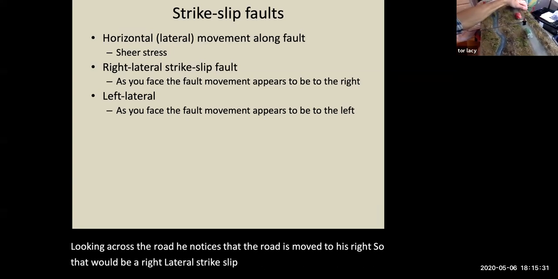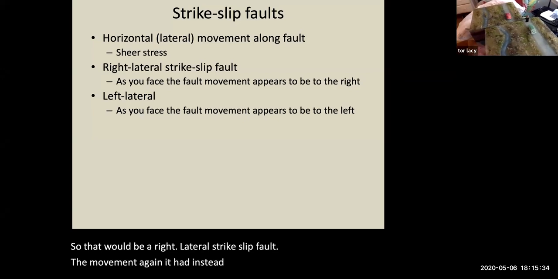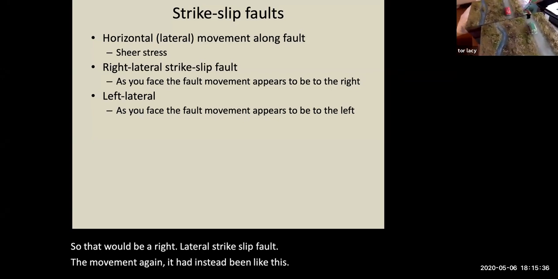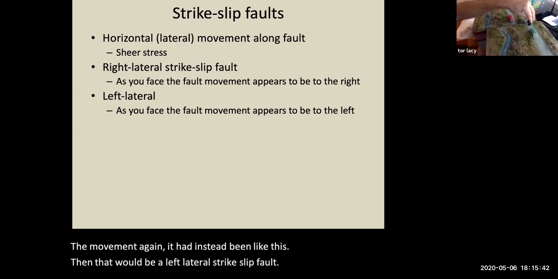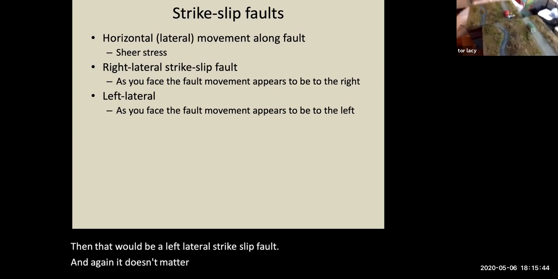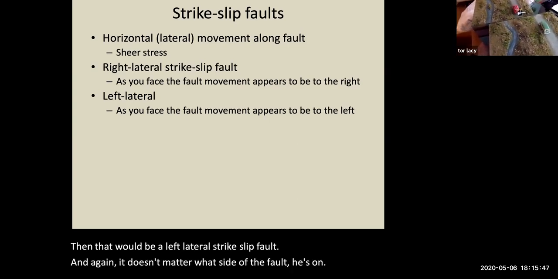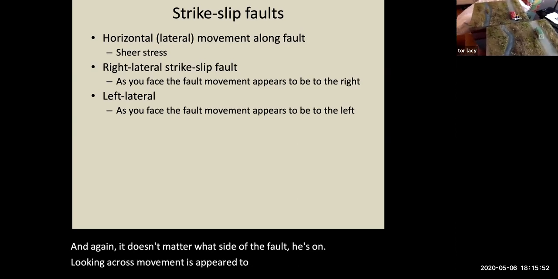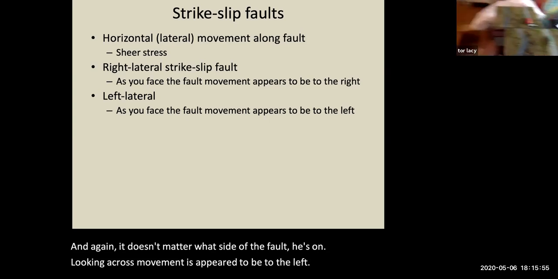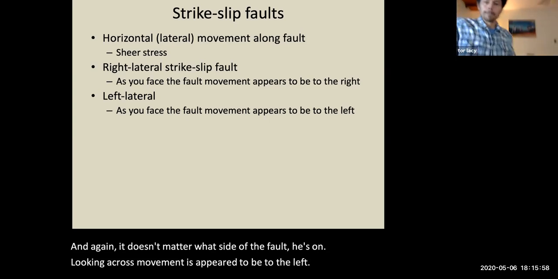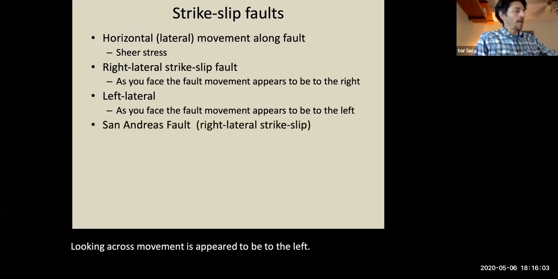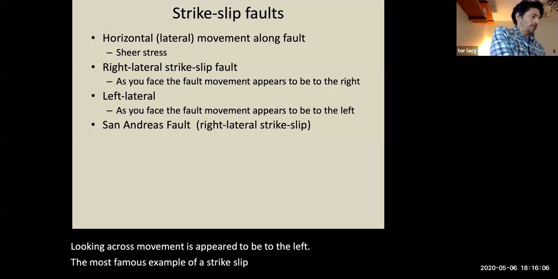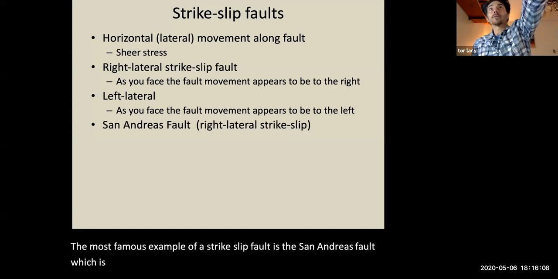If the movement had instead been like this, then that would be a left lateral strike slip fault. And again, it doesn't matter what side of the fault he's on. Looking across, movement has appeared to be to the left. The most famous example of a strike slip fault is the San Andreas fault, which is a right lateral strike slip fault.